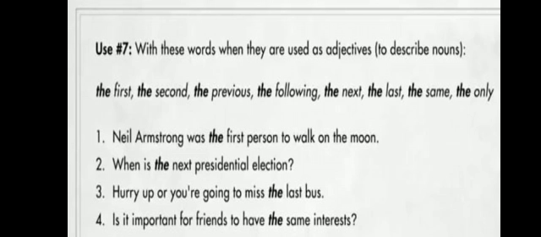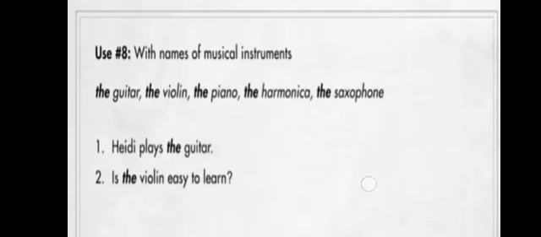Again, in the second example you can see, when is the next presidential elections. Over here, the next is the word that is going to explain something more about the presidential elections. Hurry up or you are going to miss the last bus. Is it important for friends to have the same interests? So you can see that whenever you are going to make use of any word that is going to describe nouns, you will have to make use of the definite article the with that.